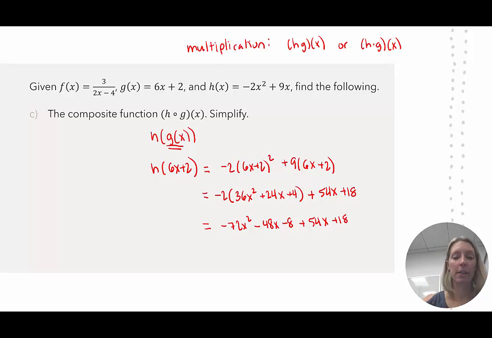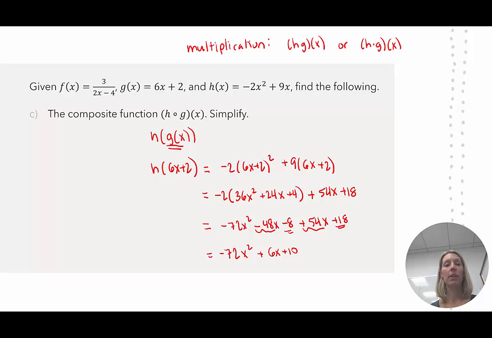Negative 72x squared is all by itself, so I'm just going to leave it, minus 72x squared. I have a negative 48x and a positive 54x. I add those together and I just get 6x. And then negative 8 and positive 18 make a positive 10.